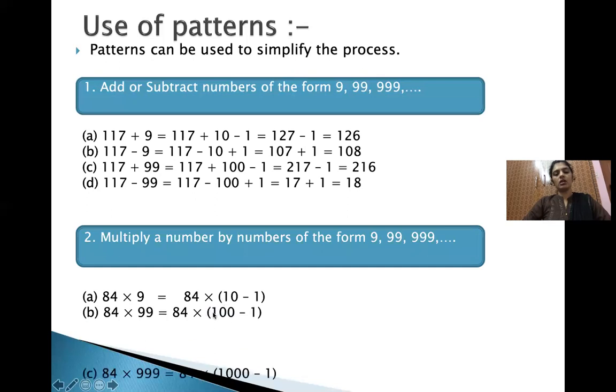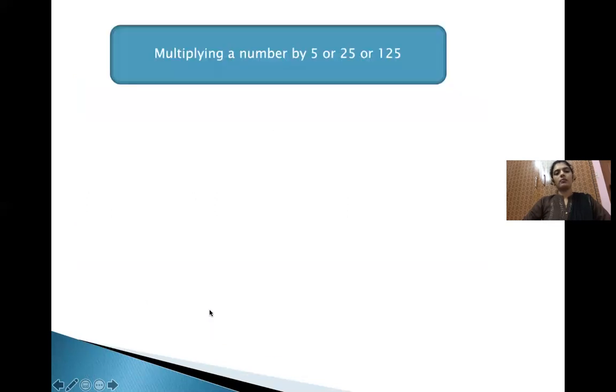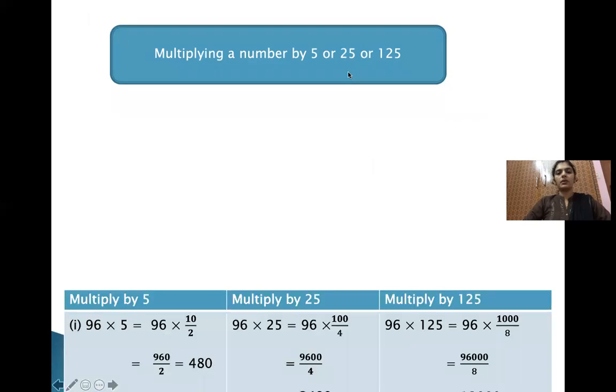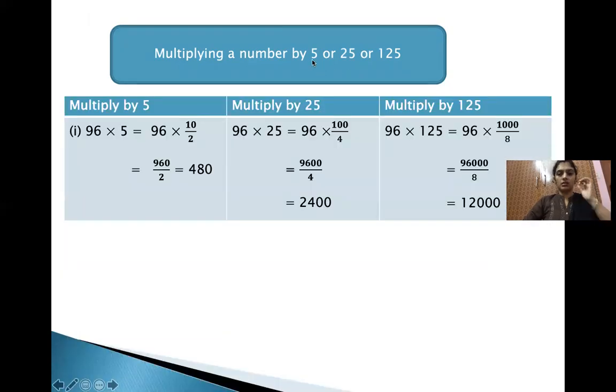Similarly, we can solve this type of problems. Now multiply a number by 5, 25 or 125. How we can simplify a number with multiply by 5? Here we have a number 96 into 5. So we can write this 5 as 10 by 2.